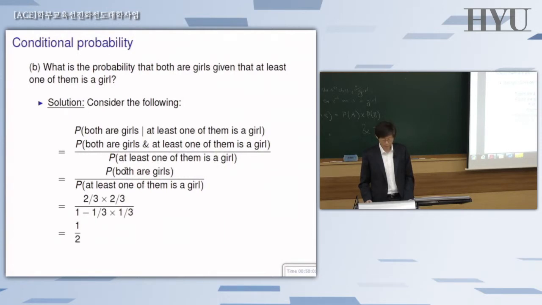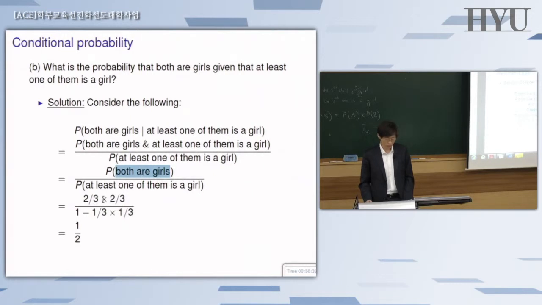So the intersection is that both of them are girls and at least one of them is a girl. Obviously both of them being girls is the stronger condition. The first one necessarily implies that at least one of them is a girl, but not the other way. The fact that at least one of them is a girl doesn't necessarily mean that both are girls. One of them could actually be a boy. So the intersection of these two is the stronger condition, which is the first one.